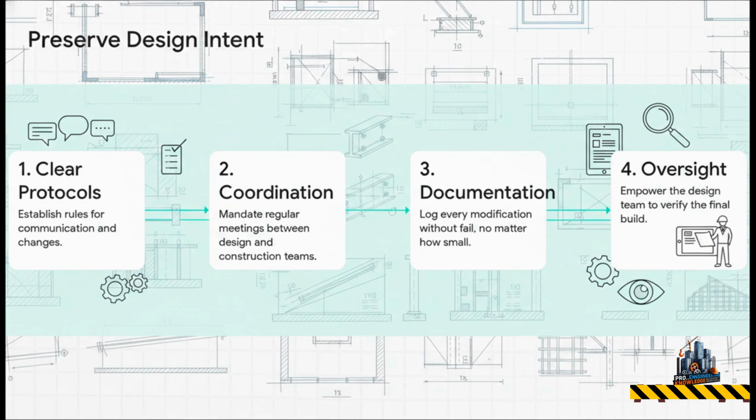So, how do we actually build that bridge? Well, it boils down to four really actionable steps. First, you've got to establish clear protocols for how you communicate and how you handle changes. Everyone needs to know the rules of the game from day one. Second, you have to mandate regular coordination meetings. These aren't optional, they're where you break down those silos. Third, and this one is non negotiable, document everything, every change, no matter how small. If it's not on paper, it didn't happen. And finally, empower the design team. Give them the oversight and authority during construction to actually protect their own vision.